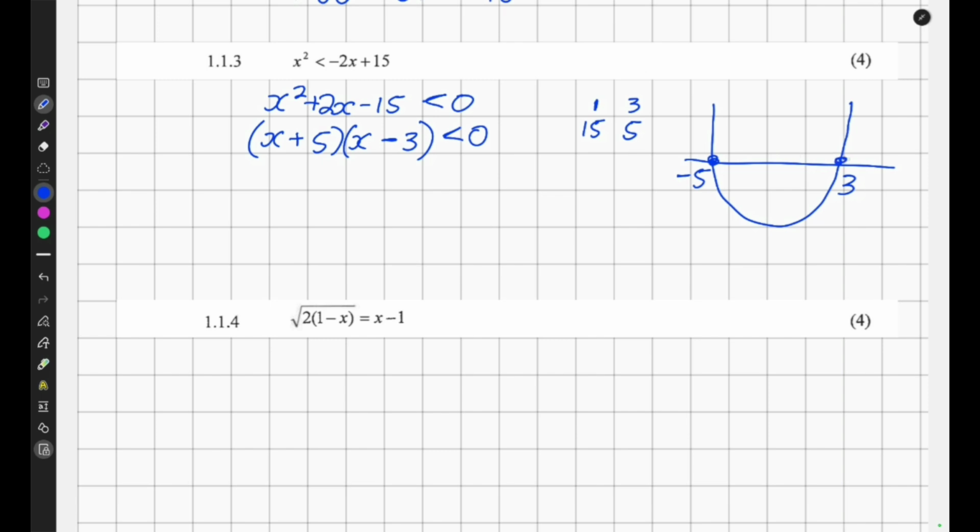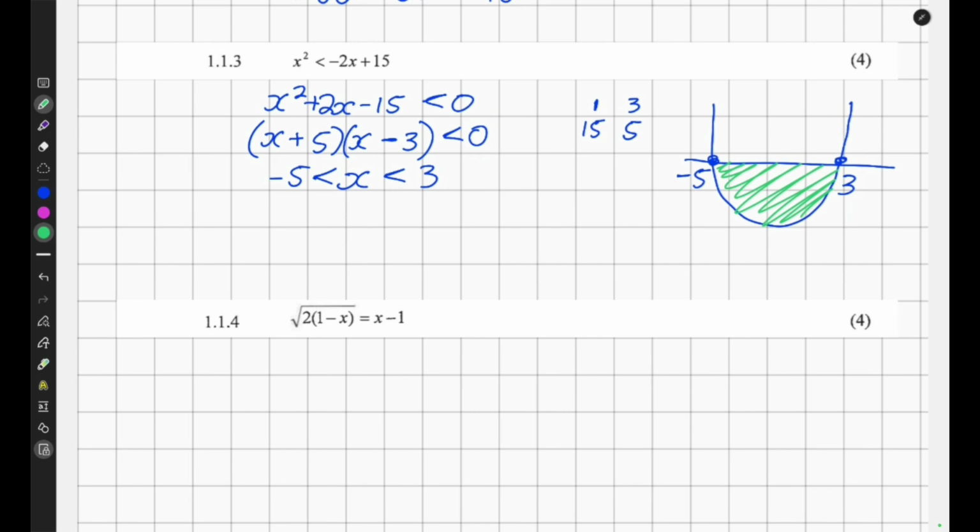Okay, and now this sign tells me it's below the line, because it's smaller than 0, so below the line, and then I know that means x lies between. So x lies between minus 5 and 3, and that's my final answer. So please don't fall in the trap where you just give this sign to the 3 and the 5. You are not going to get your marks if you do that. So please focus and draw the parabola if it helps.